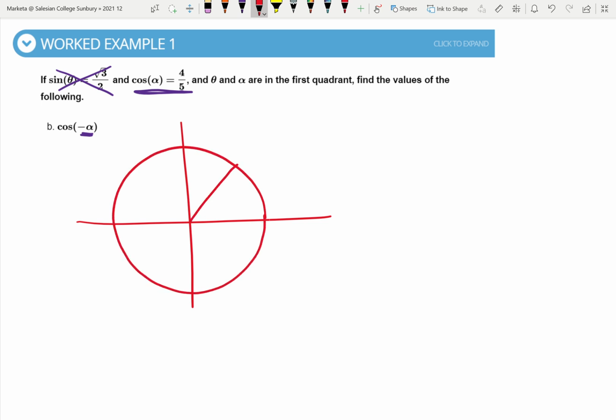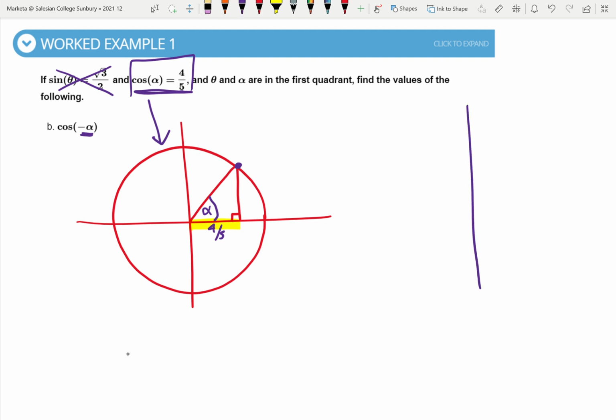So, a triangle in the first quadrant, a right angle triangle, and the cos value is the x coordinate of this point, or the length at the bottom of this triangle, and that's 4/5. And of course, alpha is the name of the angle there. So that's our original picture. We now need to see the cos of negative alpha.